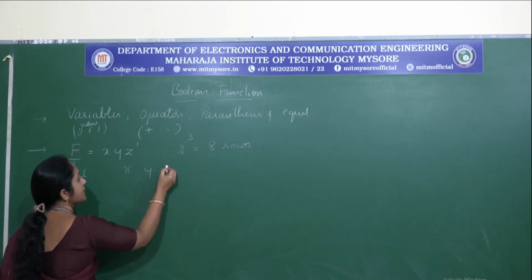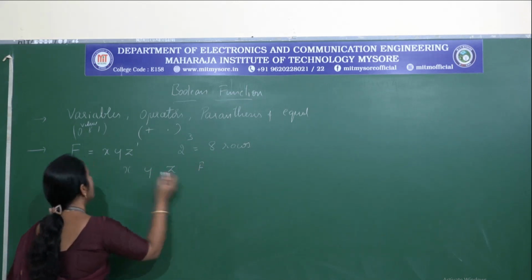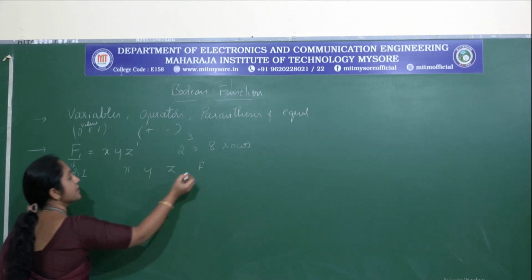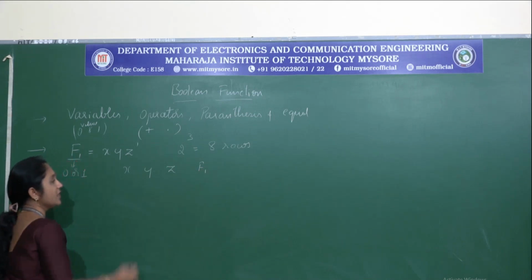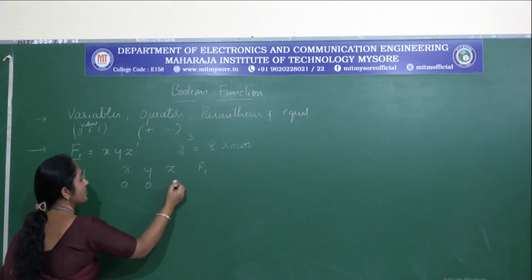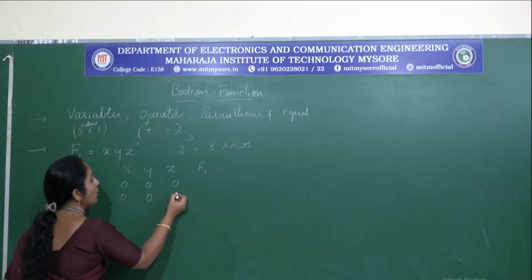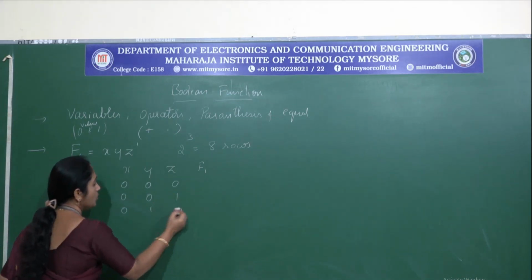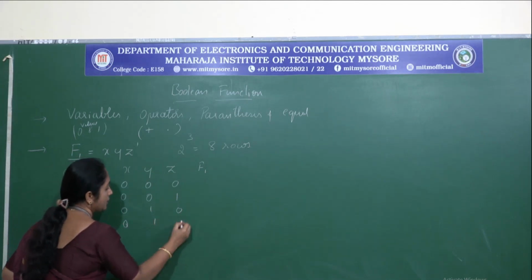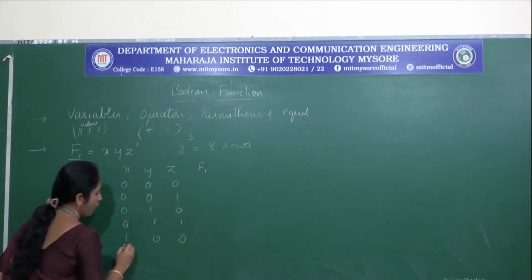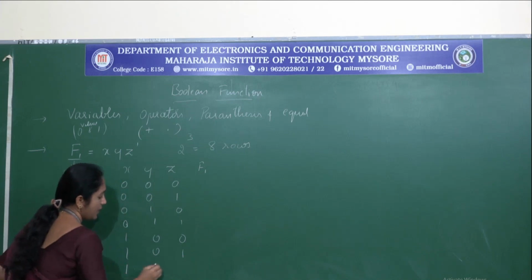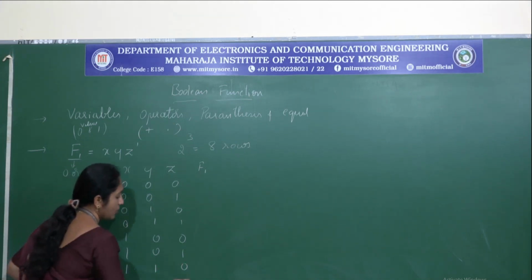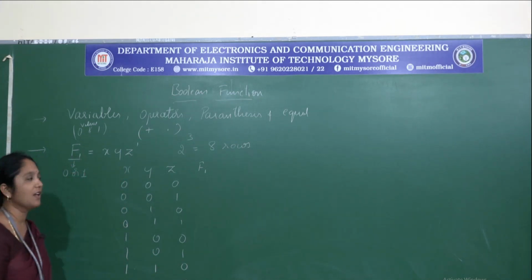x, y, z are the variables. Let me consider this as f1, the first function. So the combinations possible are 0, 0, 0 to 1, 1, 1. So 1, 2, 3, 4, 5, 6, 7. So these are the 8 possible combinations we can have.